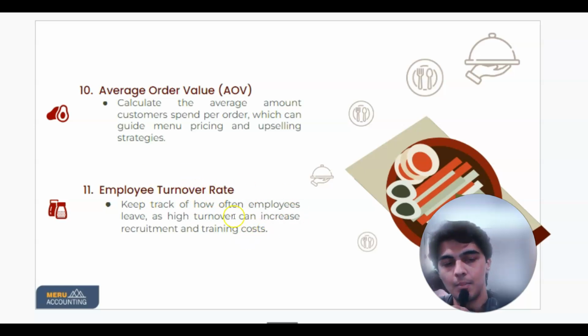Employee turnover rate. This indicator will keep track of how often your employees leave. Okay, if there is high turnover, that can increase your recruitment and your training costs.